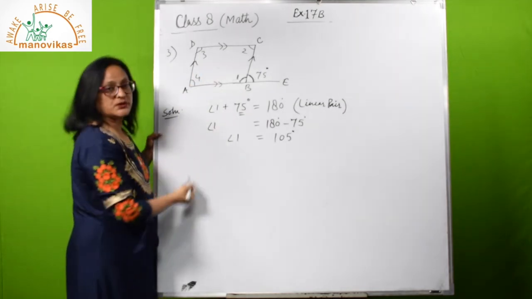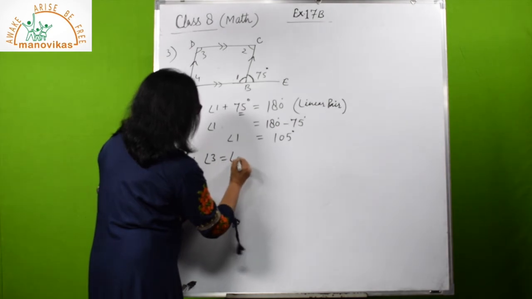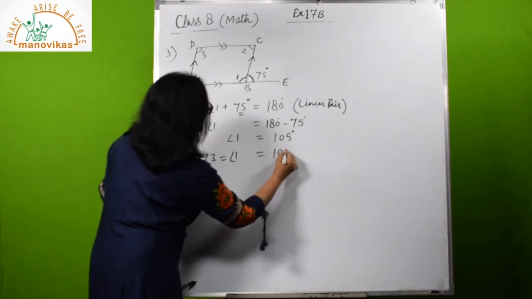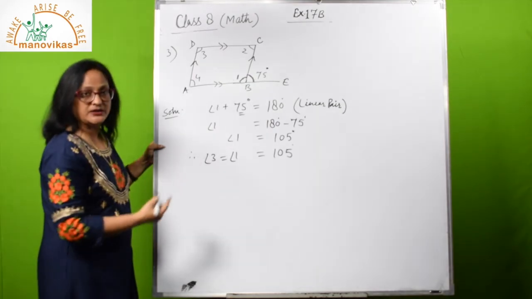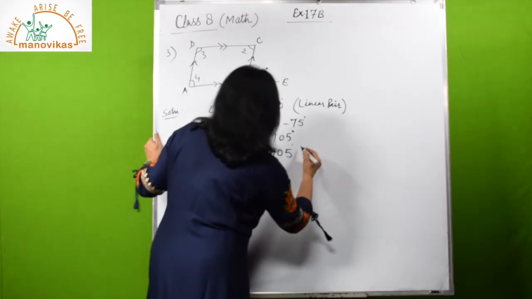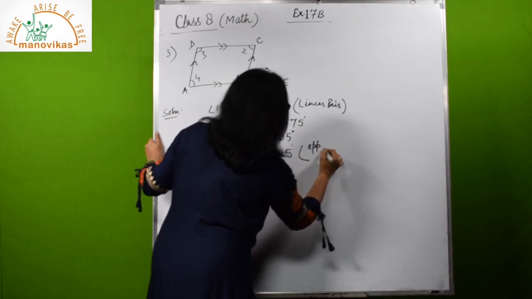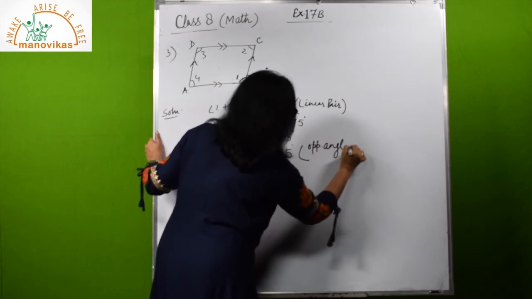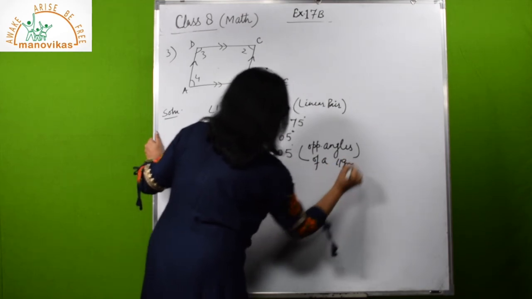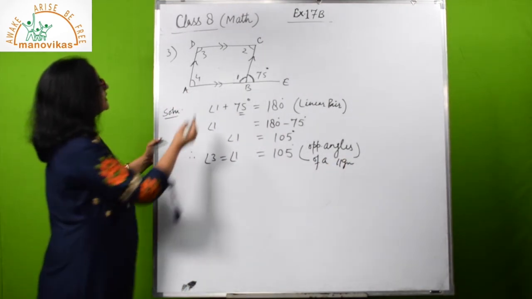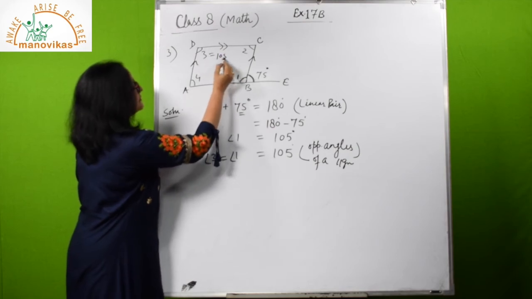So angle 3 is also equal to 105. Therefore angle 3 is equal to angle 1 and angle 1 is equal to 105. So angle 3 is also equal to 105. But here again you have to give the reason why. So the reason is opposite angles. They are opposite angles of a parallelogram, so they will be equal. Now we have got angle 3 is equal to 105.